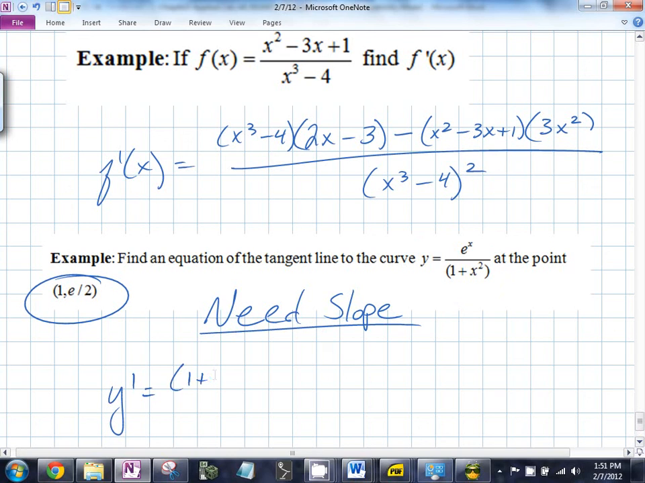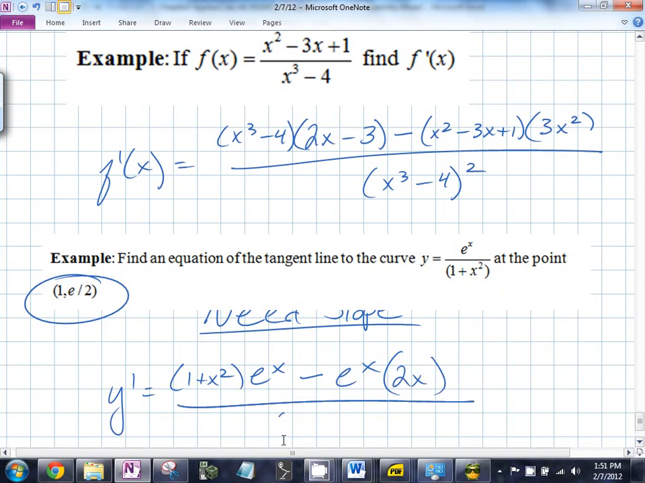You got to say e to the x. Minus low d high minus high. Hunter, what's the derivative of the bottom? Yes. All over what? Low squared. Low d high minus high d low over low squared.